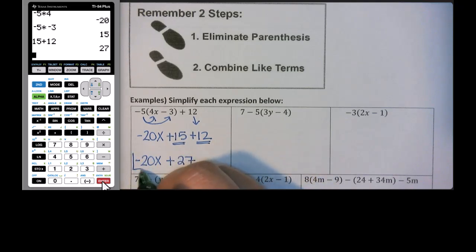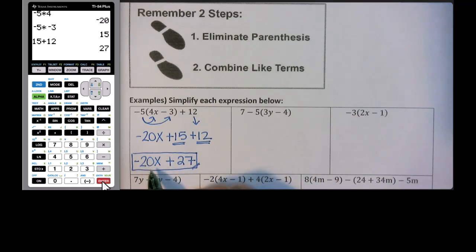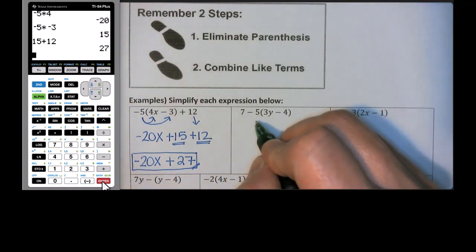So now we have simplified the expression because there's nothing else that we can do, because 20x and 27 don't mix. They are not like terms. Okay, so that's my answer. So let's go on to the next problem.